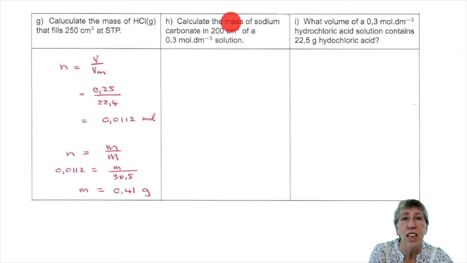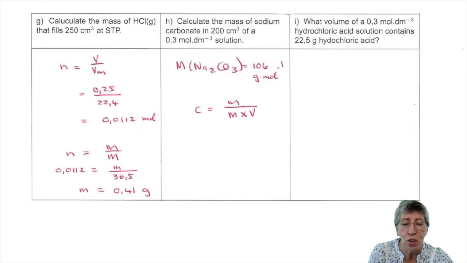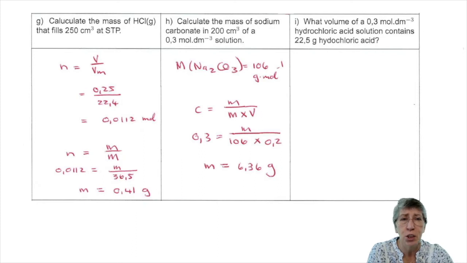Number H, calculate the mass. Once again, they're asking for mass. They give us volume, but this time it's not a gas, it's a solution. So I need to work with c equals m over MV. And important, how do I get big M? I'm working with sodium carbonate. So that big M, I'm going to have to write the formula first. 2 sodium ions, plus and plus, to bond to a carbonate ion that is 2 minus. So that gives you 106 grams per mole, and then it was just a question of substituting.